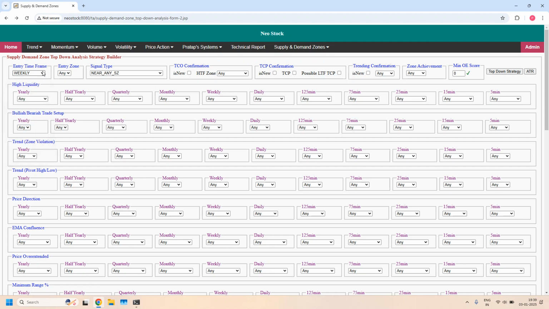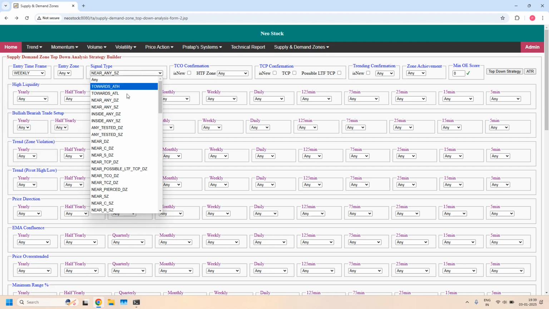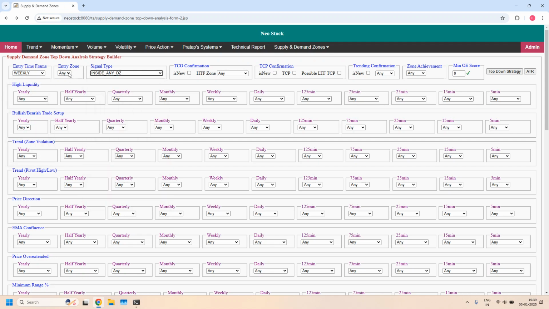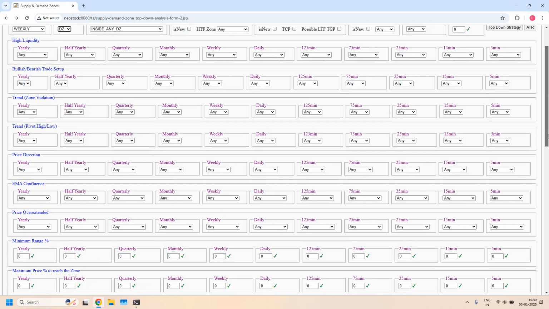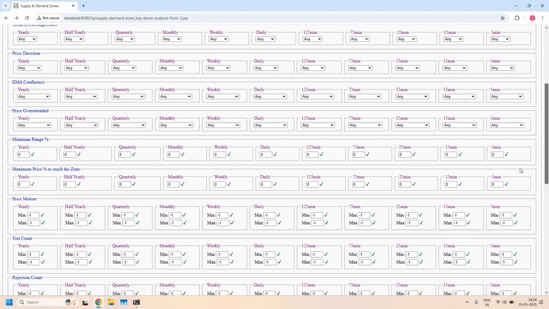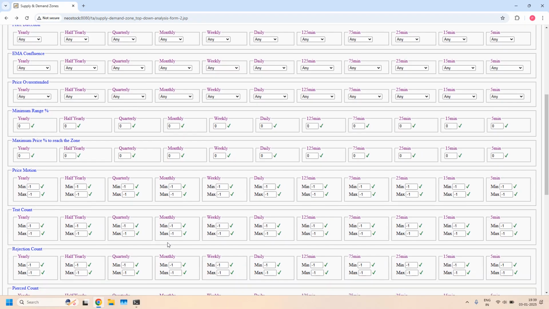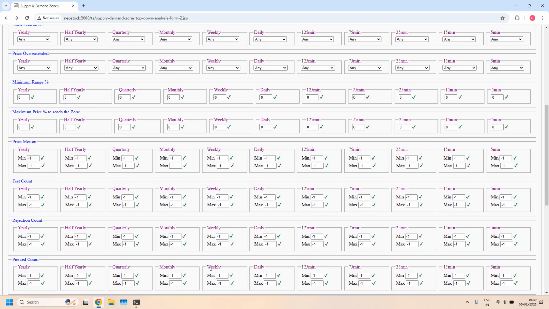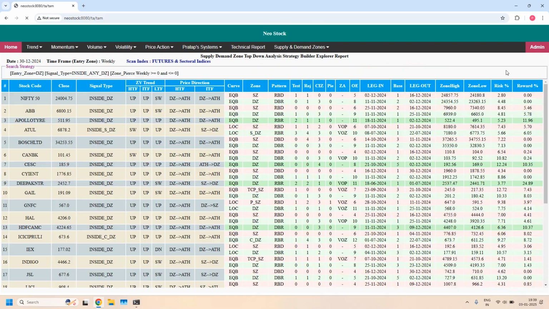Next weekly time frame, stock price closed inside the weekly demand zone, and these weekly demand zones should not be pierced. So in the pierced count at weekly time frame, minimum value 0, maximum value 0. Let me filter. Now we got a big list. First 17 stocks in the list where price closed inside the weekly demand zone. I am scrolling the list down.